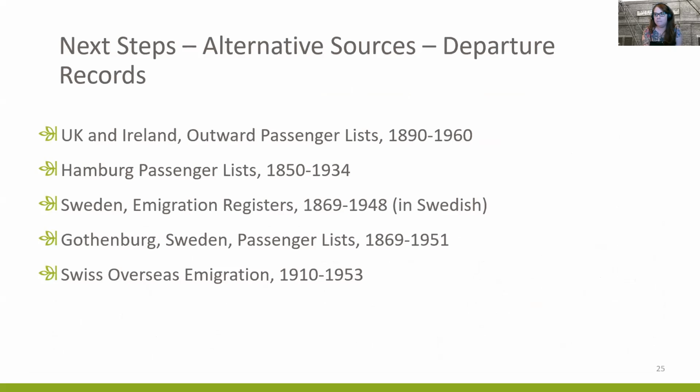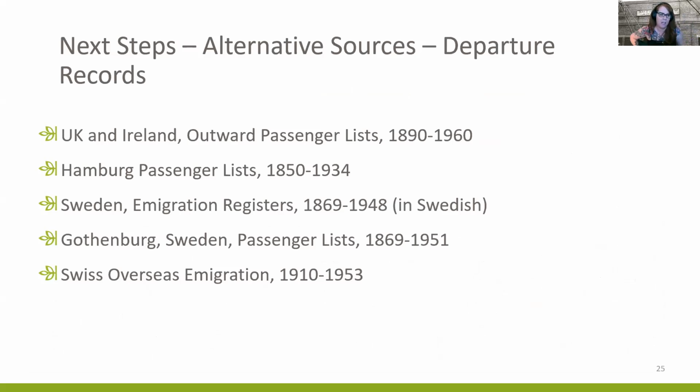Okay, so other sources to check. The main things that you want to look at are departure records, because those are going to give you the destination port, the ship and the date. And you'll be able to take that information, plug it into the Canadian arrival, and really put those exact details in, and be really, really open with the names and things like that.